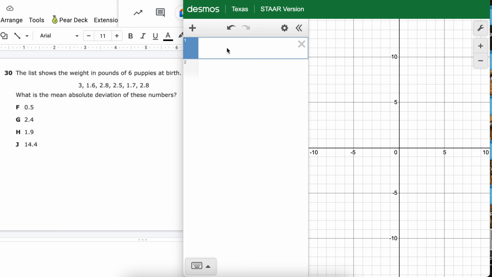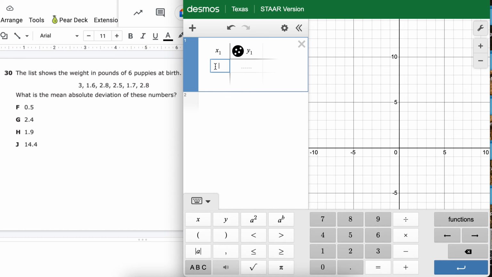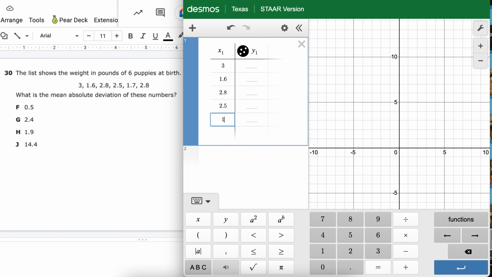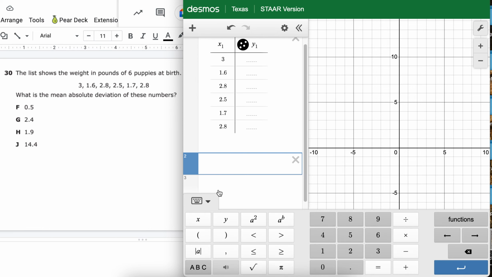Well, Desmos won't do the whole thing for us, but there are lots of good tools in here for finding the mean absolute deviation. That'll get us part of the way there. I actually love to use a table because that's the easiest way, in my opinion, to enter a list into Desmos. I'm going to enter this list of numbers as my X variable. There we go. And just checking to be sure it's correct. Yep, looks good. So let's find the average value of these numbers.